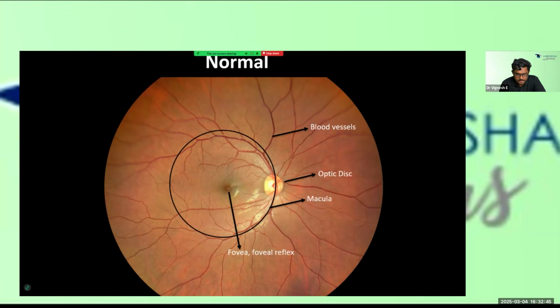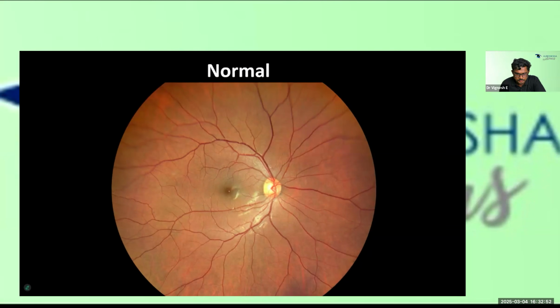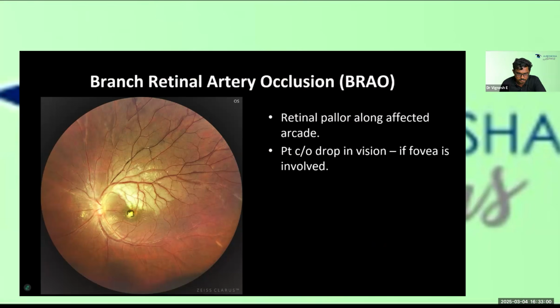So I put this slide in the beginning just so that everyone will have an orientation of how a normal fundus will look. Just for a quick look without all the markings, this is a normal right eye fundus. So some of the common diseases I'll just be discussing along with relevant fundus images.